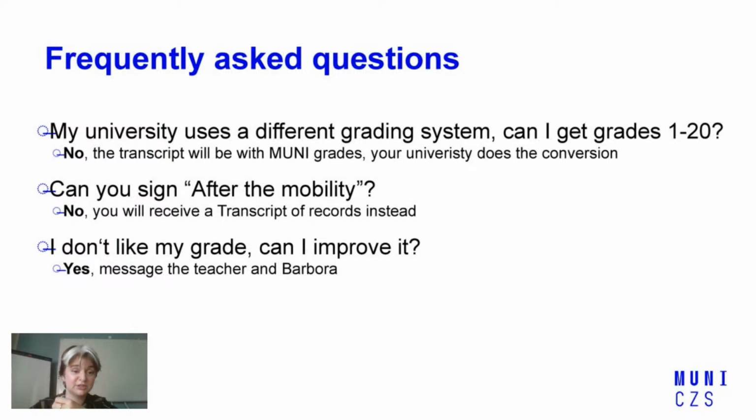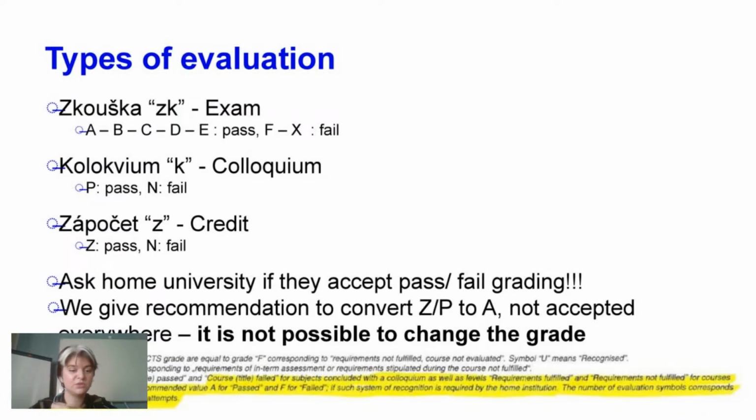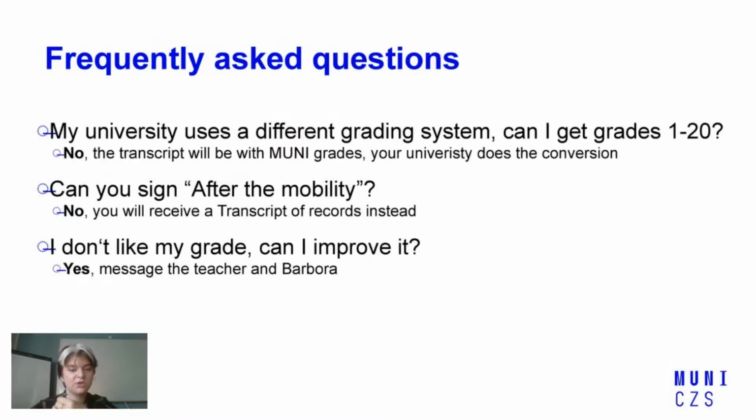Frequently asked questions. My university uses a different grading system. Can I get number grades? No. Again, the grades you get are only those from these options. Those are the only grades that you can get, and you can get no other kind of grade. So we cannot give you anything else.